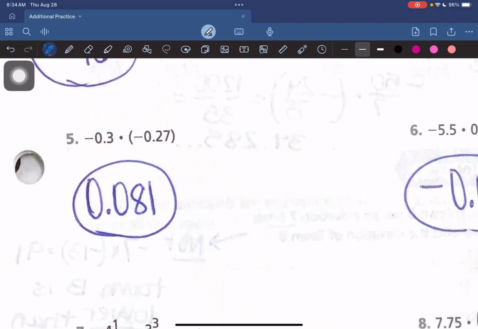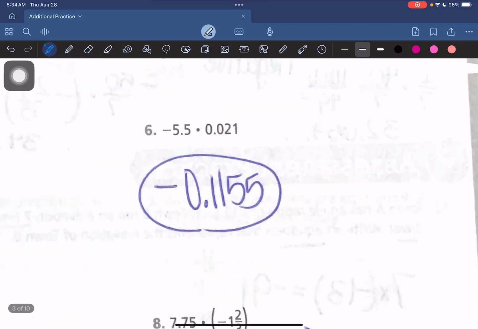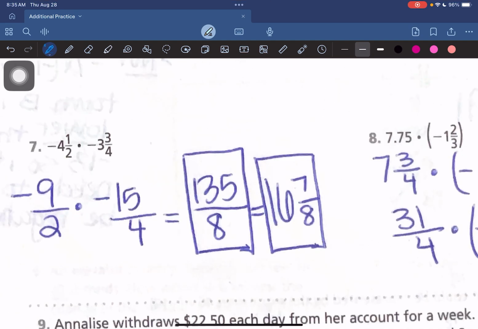Negative 0.3 times negative 0.27 equals 0.081. Number 6, 5.5 times 0.021 equals negative 0.1155. Here we have 2 mixed numbers that we need to turn into improper fractions. So our first one, negative 4 1/2, becomes negative 9/2. Negative 3 3/4 becomes negative 15/4.